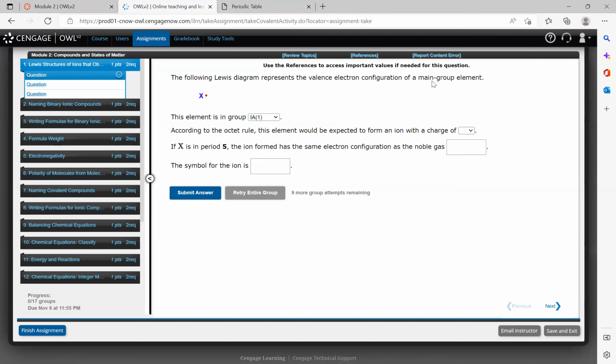Because this atom only has one valence electron, it's easier to get rid of that electron than to try to grab 7 more. Because it's going to donate an electron, it gains a charge of +1, since now we have more protons than electrons. Then the question asks: if this element was in period 5, what would its electron configuration be after donating one of its electrons?